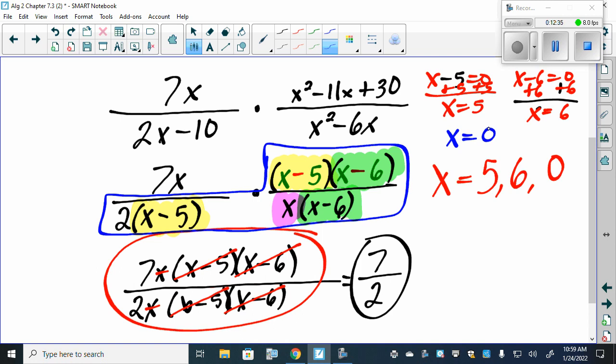So really, if we have a variable as a greatest common factor, or a variable by itself, like 7x, or x times x minus 6, well, we know one of the restrictions has to be 0.